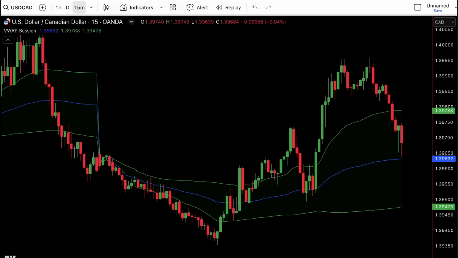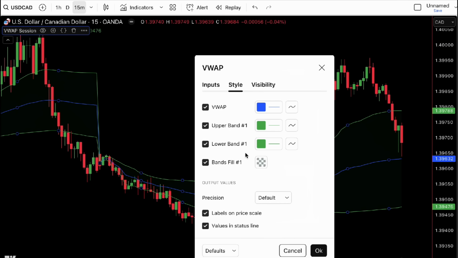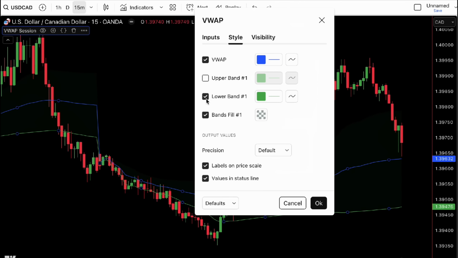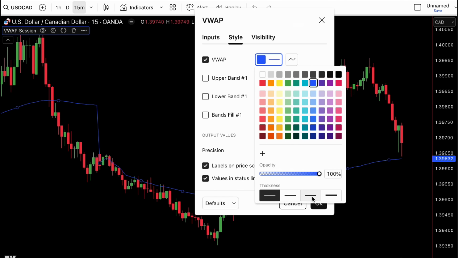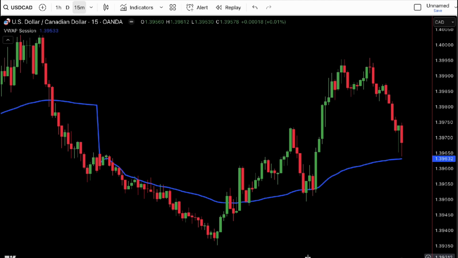So here's how to clean it up. Hover over the indicator name at the top of your chart. Click the middle gear icon, that's the settings. Go to the Style tab. Now uncheck the boxes for upper band, lower band, bands fill. Next, to make the VWAP stand out clearly, increase the thickness of the VWAP line. You can also change the color to something bold, like bright blue or white, so it's easy to see at all times. And that's it. Now your chart is clean, your VWAP is clear, and you're ready to read fair value like the institutions do. Let's dive into the strategy.